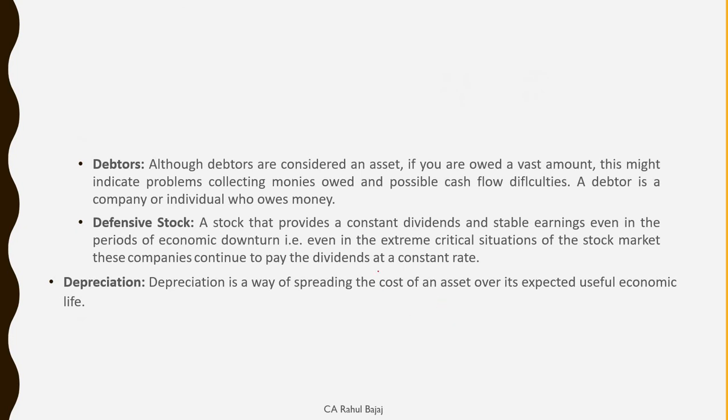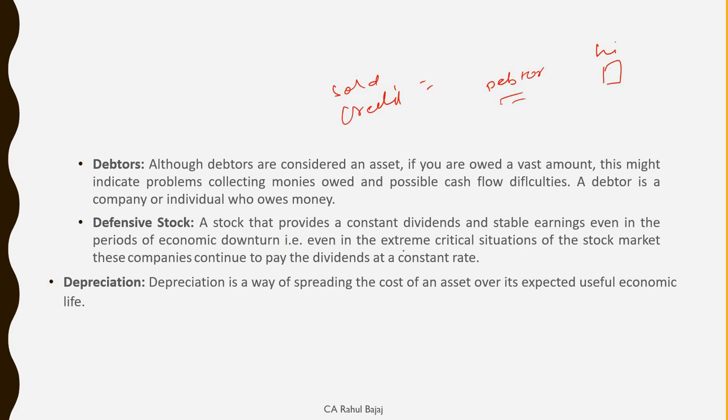Debtor: although debtors are considered an asset, if you are owed a vast amount, that might indicate a problem in collecting monies owed and possible cash flow difficulty. So if you have sold goods on credit, that party becomes your debtor. And if there is a huge debtor balance, that means you are not able to collect your money from debtors. So that is your bad point.